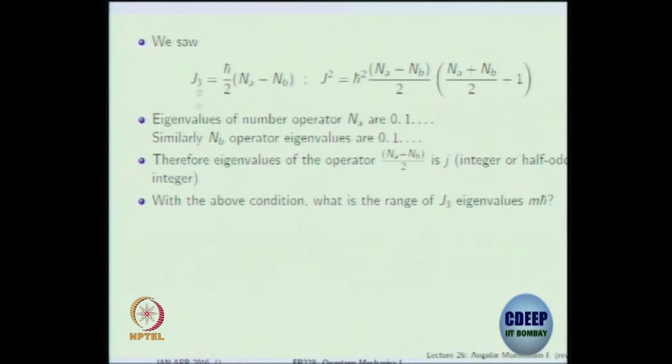What is the range of the J3 eigenvalue? You would have blindly written the J3 eigenvalue as m h cross, and you would have said m should go from minus j to plus j. That is what you would have said from the hydrogen atom problem. Does it fit in here? It is Na minus Nb for a given J. If Na is 0, Nb has to be J, which means the J3 eigenvalue will be minus J h cross. If Nb is 0, it is plus J h cross. For any arbitrary non-zero values, you are restricted to J.